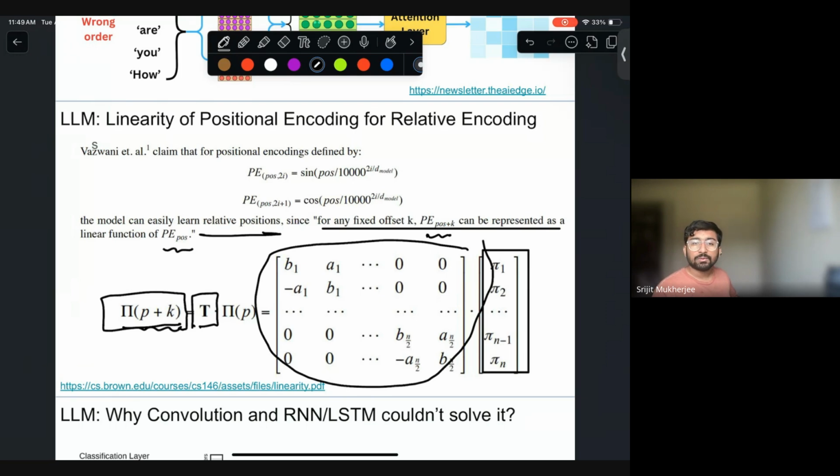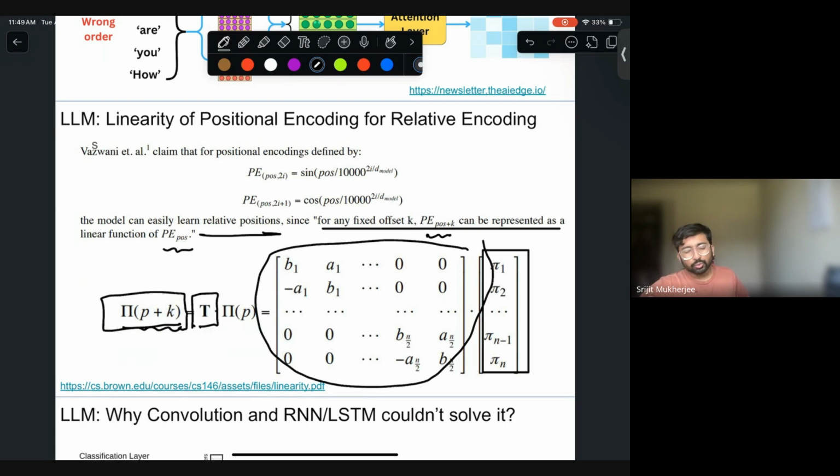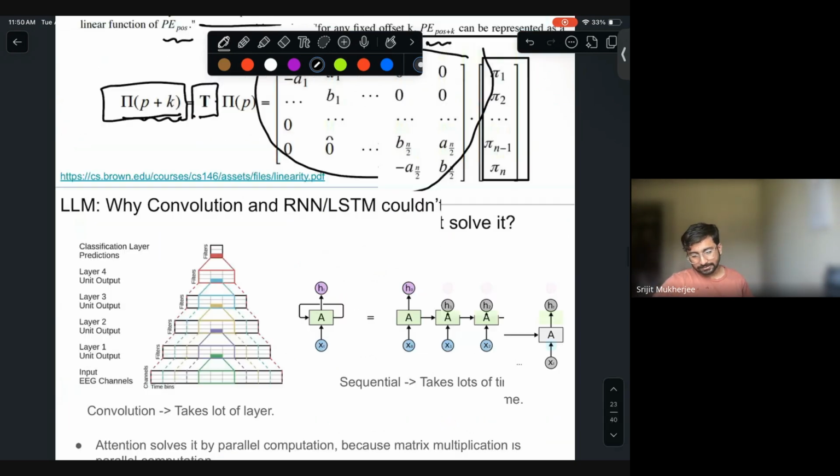This relationship is coming out because sine and cosine have periodic properties. If you read the proof of it, there is a proof, I'm not going into it, but you will see that sine of p plus k is sine p times cos k plus cos p times sine k, right? And sine p and cos p are already there in the position encoding of the previous position. So it's nothing but sine k and cos k added linearly to it. And we get this tridiagonal matrix. Beautiful.